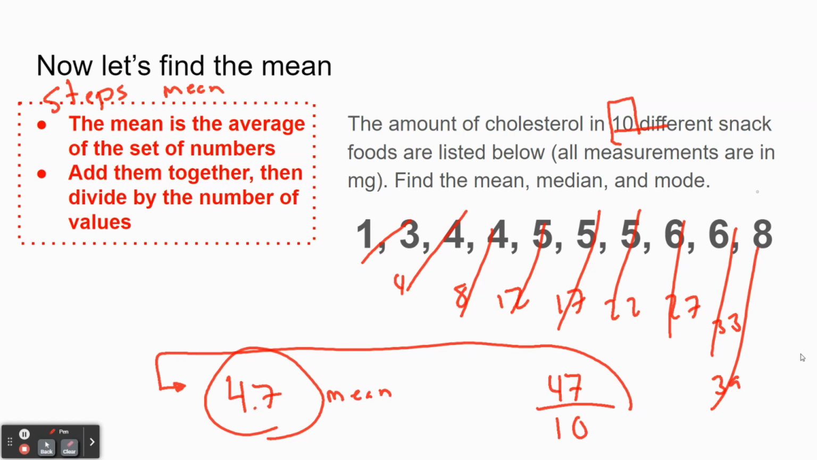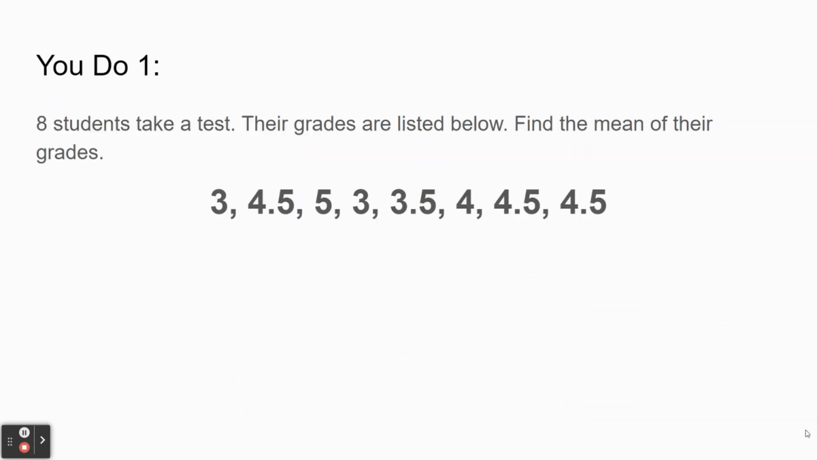Anyway, so pause the video. Write this down. We're going to do our first you-do. In your first you-do problem, you have 8 students who take a test. Their grades are listed below. You're going to find the mean of their grades. So remember, the first thing we need to do is actually put them in order, then find the mean. So pause the video, take a couple minutes to do this, and then we'll go on to our next example.